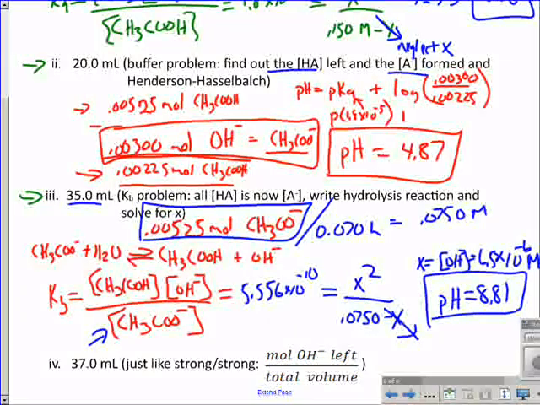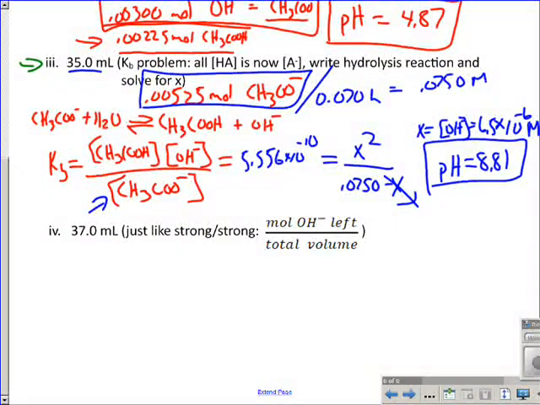So notice at my equivalence point, my pH is not 7 like in a strong titration, because it was a weak acid, strong base titration. I would expect it to be basic at the equivalence point, because all of my weak acid is gone, but it's been converted into its conjugate base. So I should have a basic solution here. And that leaves the last one. Let me get a little bit more room here to work.